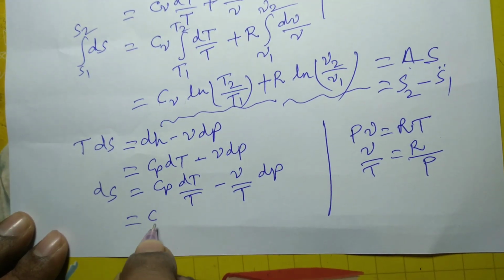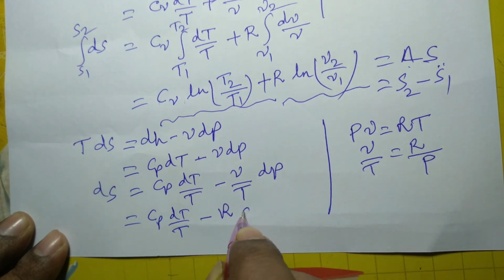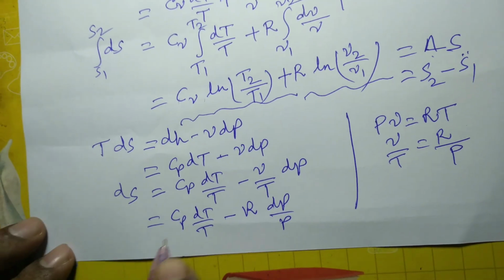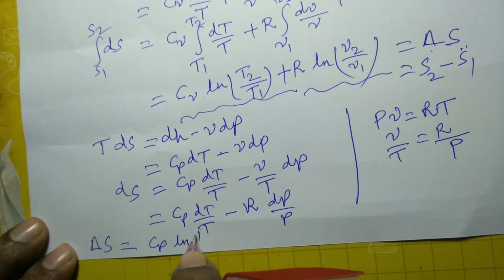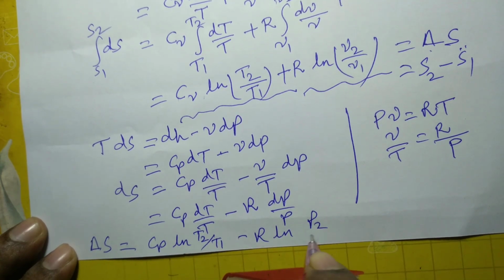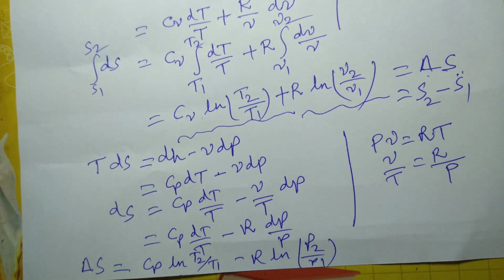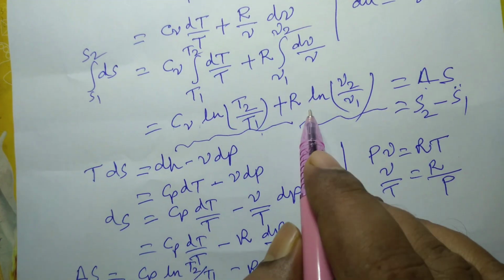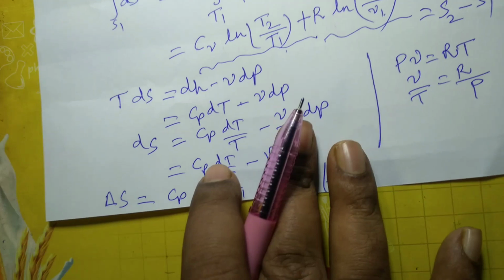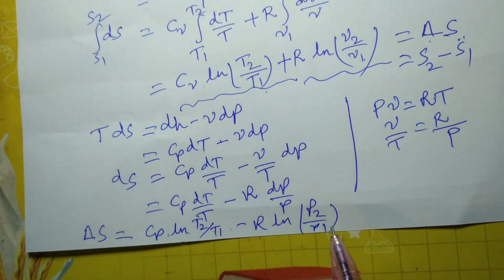So this is Cp dT upon T minus R dP upon P. On integrating, delta S will be Cp ln T2 upon T1 minus R ln P2 upon P1. So these two formulas are used for finding out the change in entropy of an ideal gas. One is Cv ln T2 by T1 plus R ln V2 by V1, and another formula is Cp ln T2 by T1 minus R ln P2 by P1.